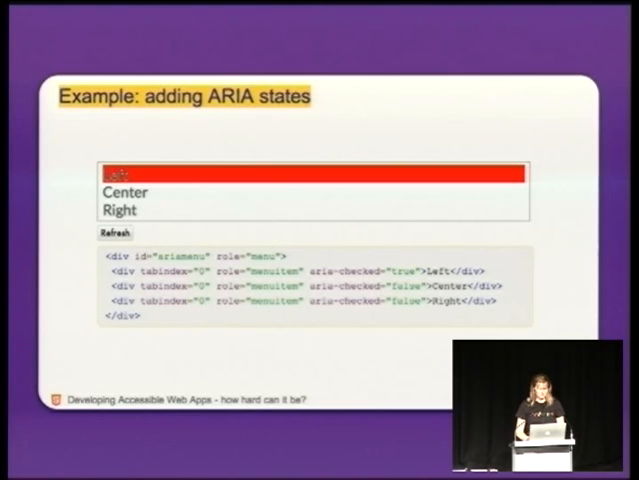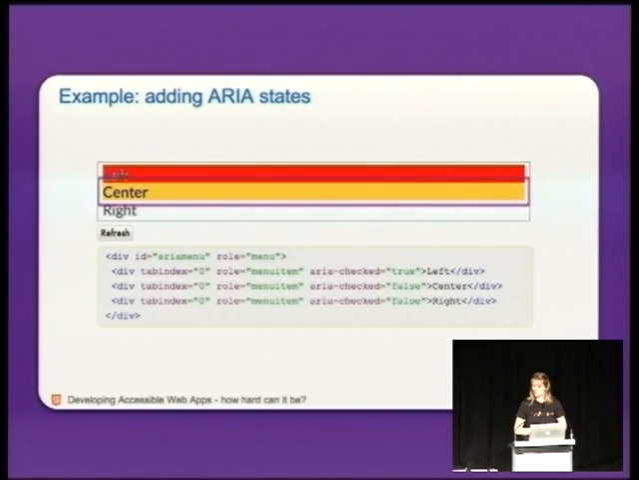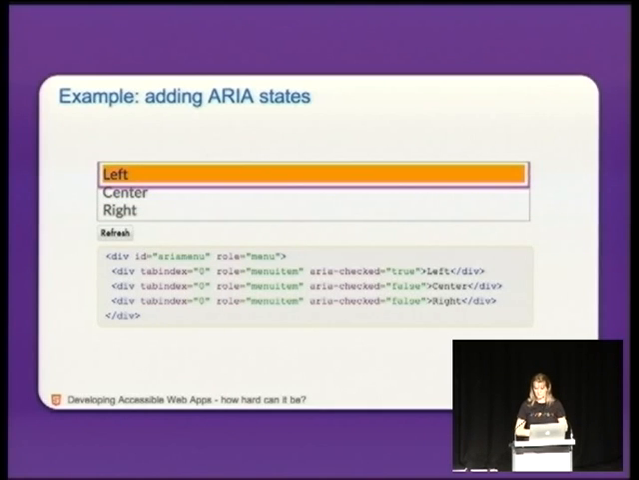Example, adding ARIA states, menu. Left, menu item checked 1 of 3. Checked. Did you hear that? Menu item checked. Center, menu item not checked 2 of 3. Not checked. Left, menu item checked 1 of 3.